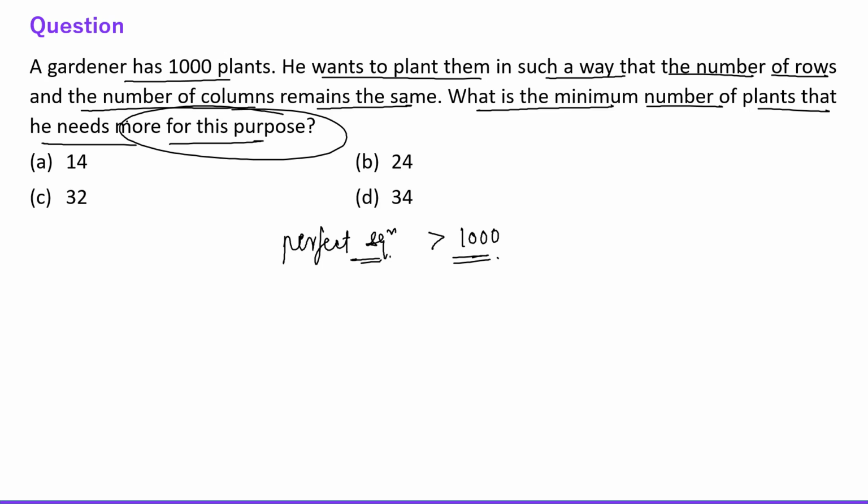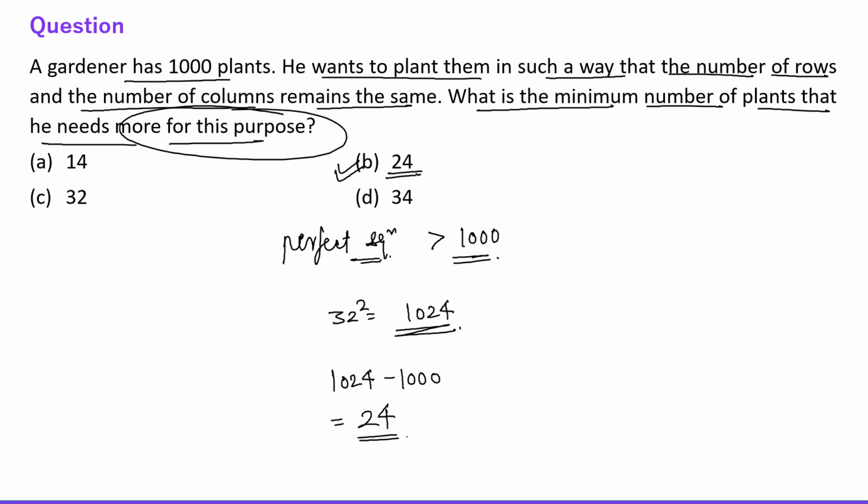So the perfect square which is greater than 1000, right? Obviously 32 square is 1024, we all know, right? So 1024 will be the required number. Fine. So how many plants are less? So 24 more plants are required actually. Fine. So this is the answer. Correct option is option number B, right?